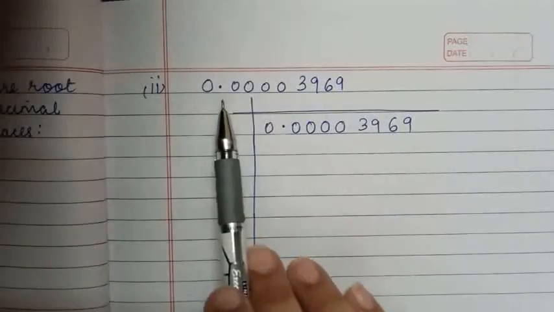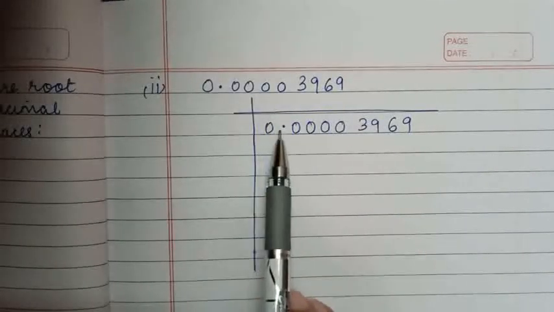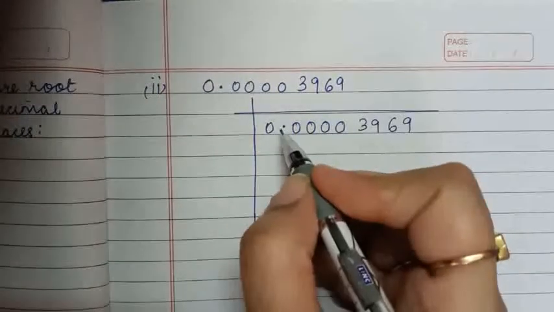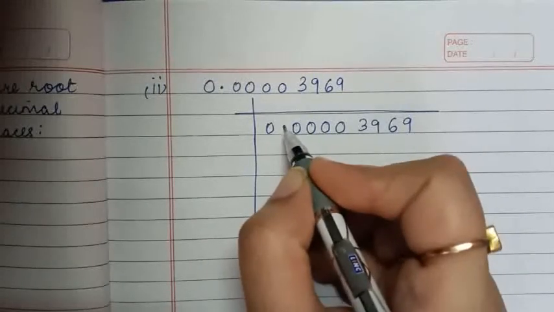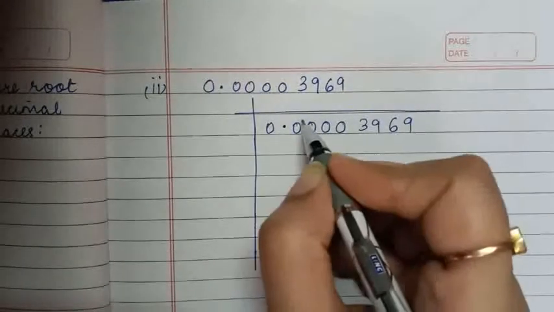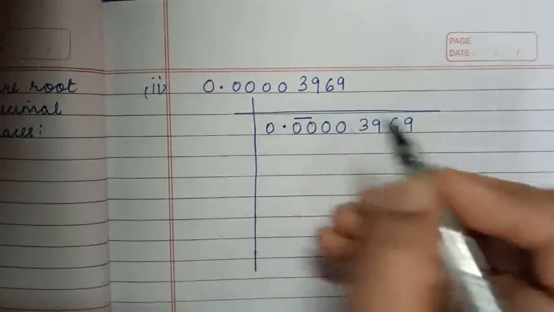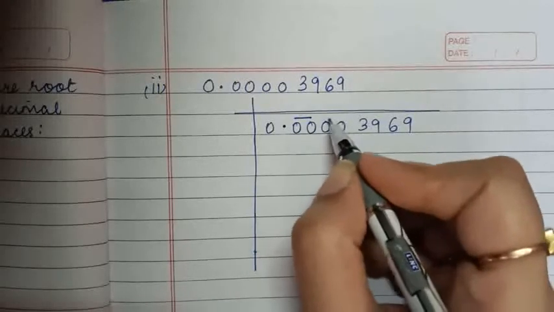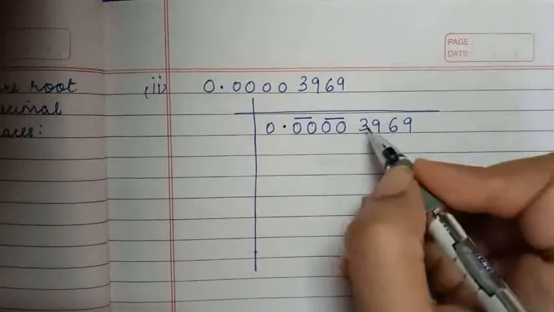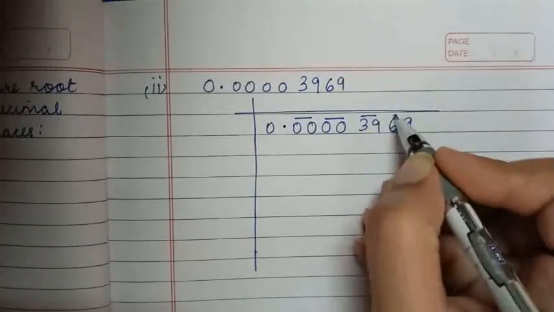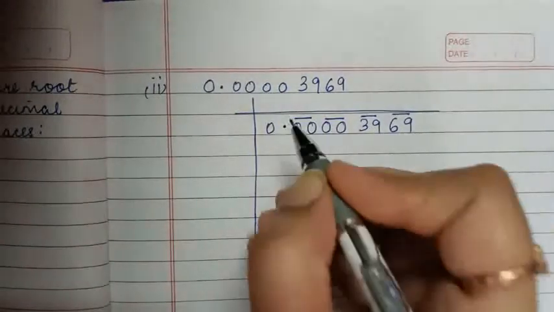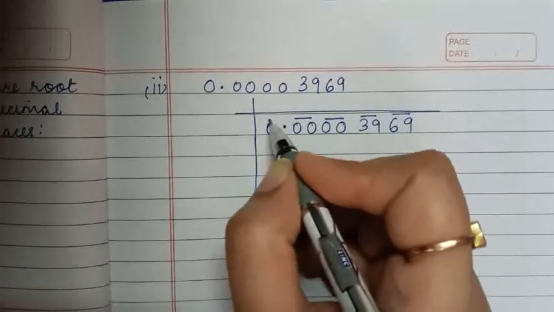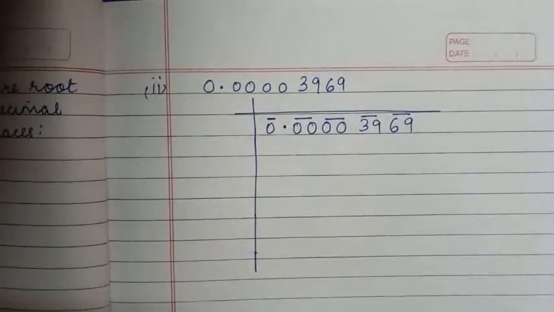Now the next question: we have to find the square root of 0.00003969. We again form pairs. There is a decimal in between. After the decimal, we form pairs starting from the left side. So the first pair is double 0, the second pair is the next double 0, the next pair is 39, and the next one is 69. Before the decimal only 0 is there, so the 0 will be the single pair.